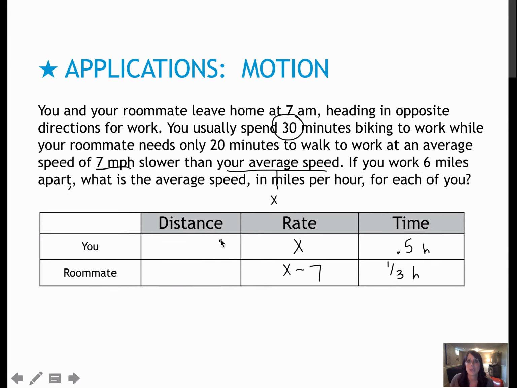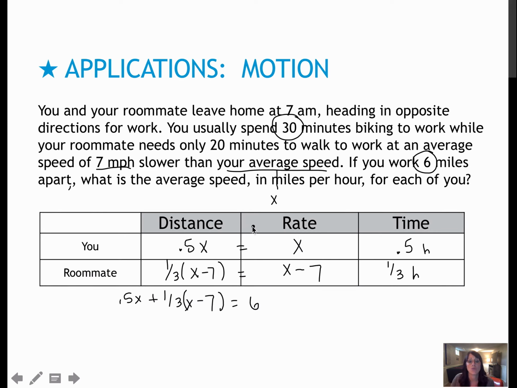So this one is not going to be the same as the last one, but I am going to start it in the same way as the last one. I'm going to multiply 0.5 times x, which is 0.5x. I'm going to multiply 1/3 times x minus 7. And I know that instead of setting those equal, because we don't live the same distance from our jobs, we do know that our jobs are 6 miles apart, which means my distance and my roommate's distance equals 6. So then from here, I'm just going to solve.